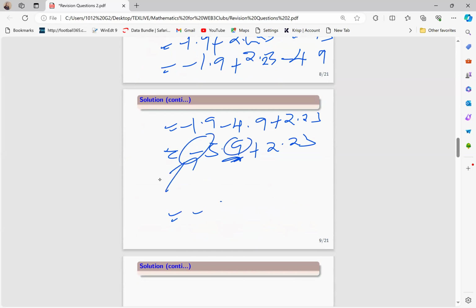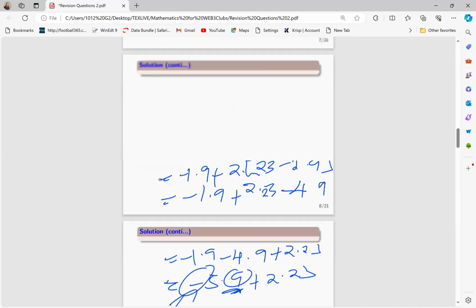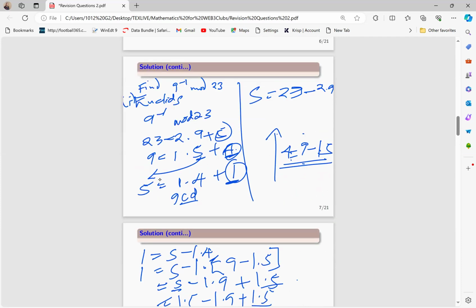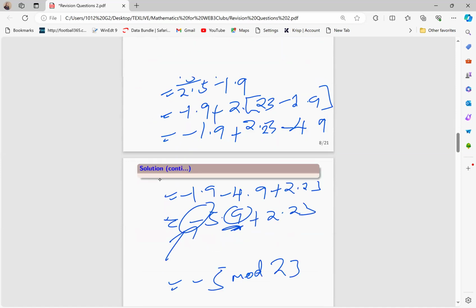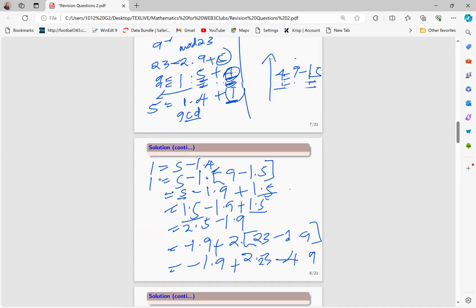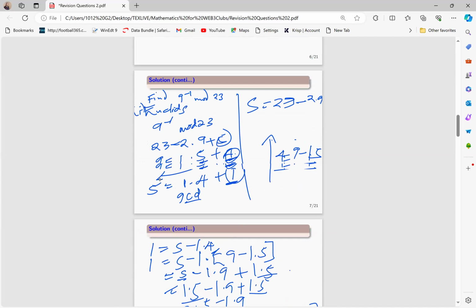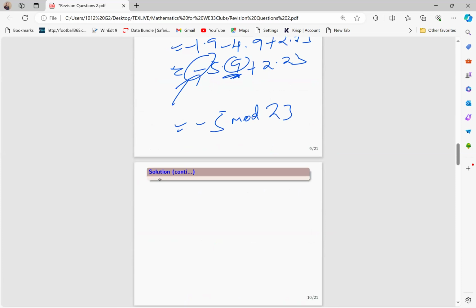But now it's mod 23. 5 mod 23. Just write mod 23. So what you're saying is the inverse of 9 mod 23 is this. So if you multiply this by the other value, it's supposed to be 1.